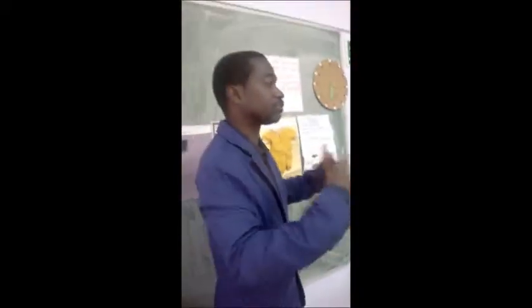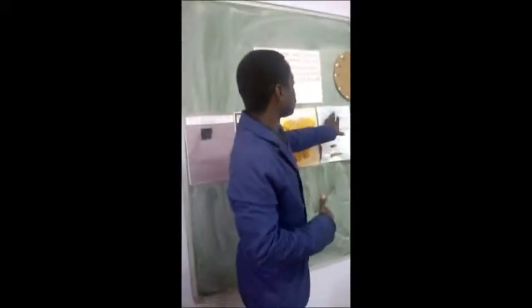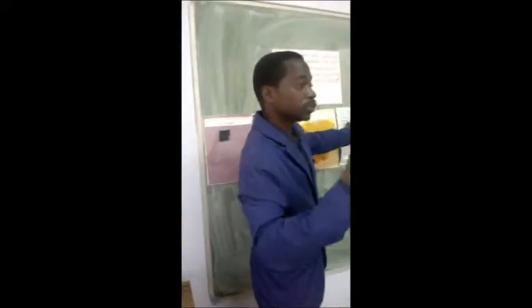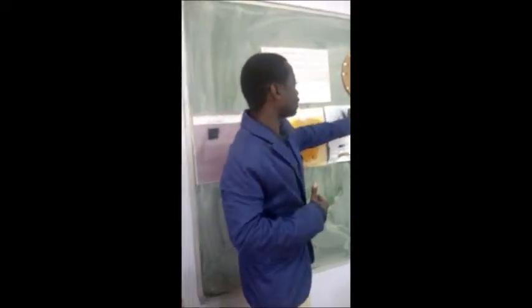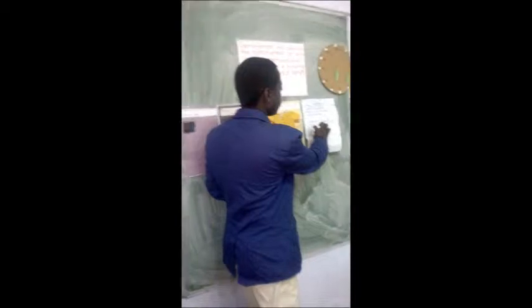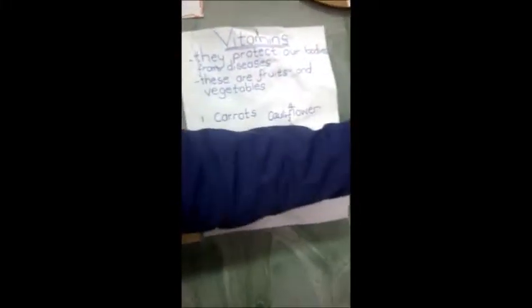If you are teaching about proteins, for example, or different nutrients, you find that these are vitamins. So you can maybe cut a carrot and put it there, and you braille it and say vitamins, and then for other things you can also do the same.